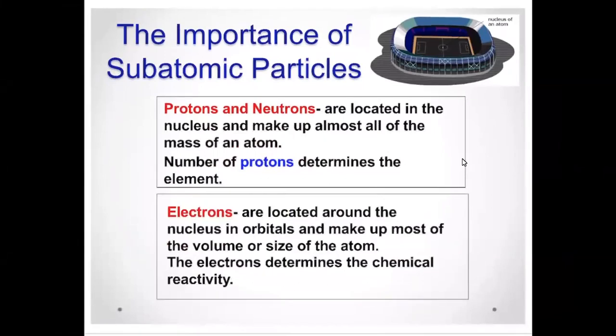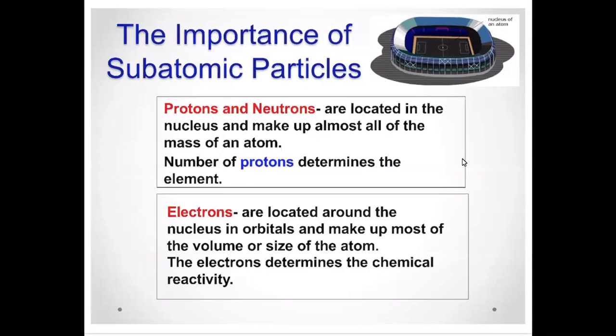Okay. So just a note about the subatomic particles, the importance of each of them. Remember, your protons and neutrons are located in the center. They're the nucleus. They make up most of the mass of the atom, because the electrons are negligible. They're very, very small. And it is the number of protons that determines the element. And so that's what you would find as the atomic number on the periodic table.